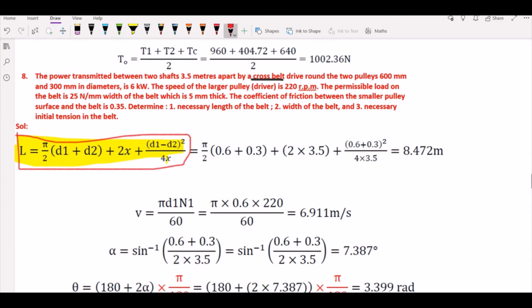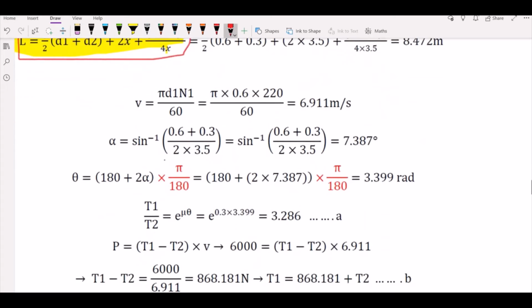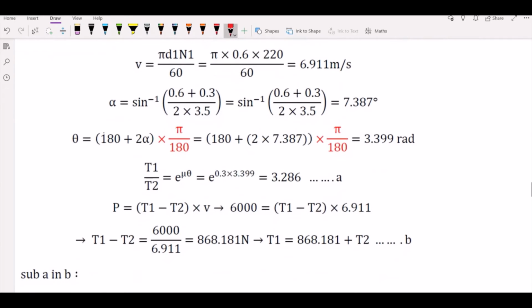And initial tension, how do you calculate? T0 is equal to (T1 plus T2 plus 2Tc) by 2. That is from another relation, by considering the centrifugal tension. Okay. So now v is equal to pi d1 N, that is the calculation of your velocity. And next is alpha, because your angle of wrap is not given over here. If your angle of wrap is not given, you need to consider the angle of wrap formula. This is for your cross belt, this is positive, as for open belts it is negative. And alpha you can calculate with the same relation.